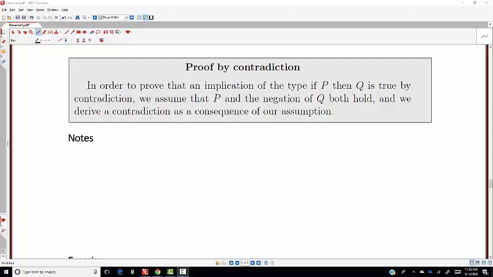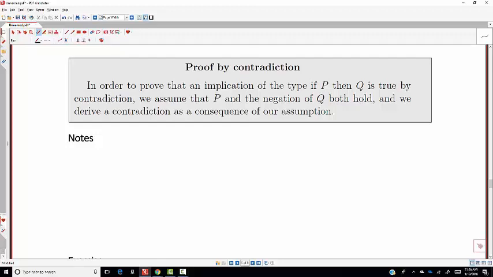All right, next, in proving by contradiction, if one is interested in proving an implication of the type if P then Q by contradiction, the idea here is to assume that P and its negation both hold. And remember that the negation of if P then Q is P and not Q. Also, it's impossible for a statement and its negation to be both true at the same time. So to prove that if P then Q is true, it is enough to prove that its negation, which is P and not Q, is false.